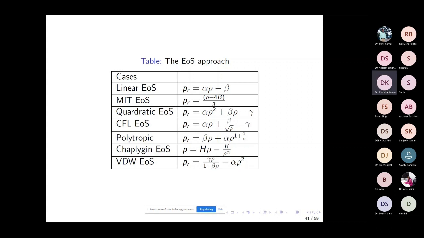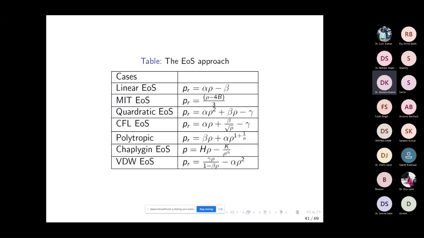So P_r equals beta rho plus alpha rho raised to power 1 plus 1 by n. The linear part is beta rho, and the polytropic part is alpha rho raised to power 1 plus 1 by n, where n is known as the polytropic index, which defines intermediate cases between isothermal and adiabatic thermodynamic processes, and beta is known as the polytropic constant.